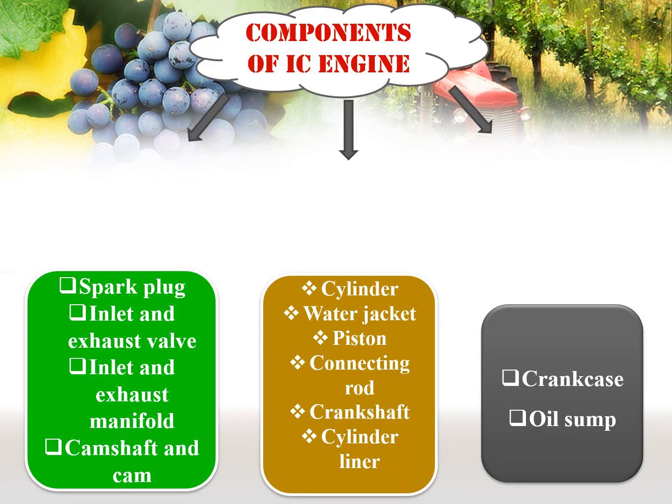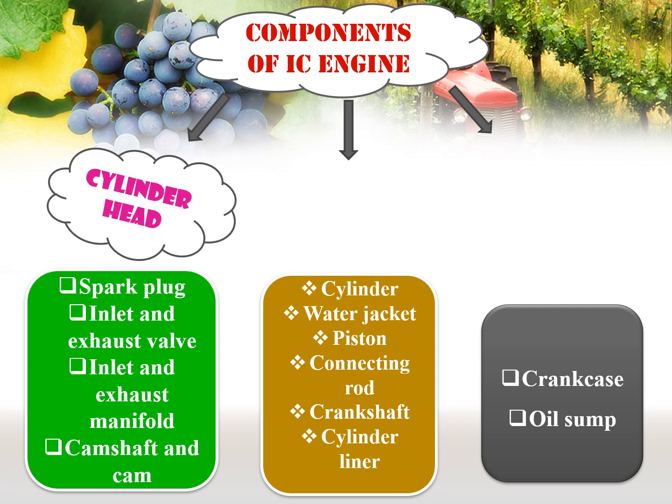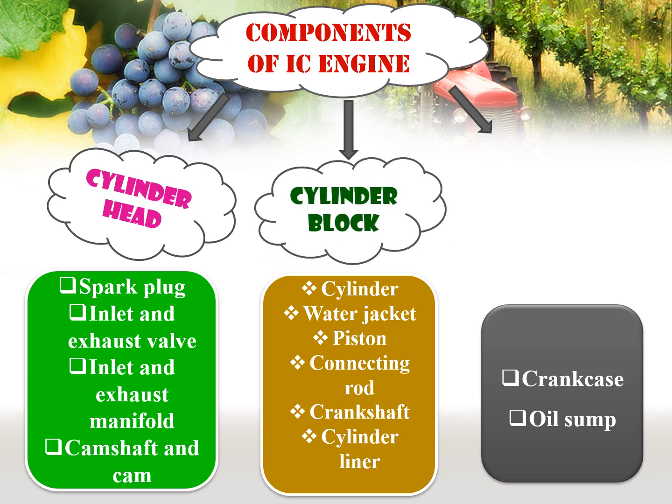The components of IC engine are divided into three parts. One is cylinder head, and it contains spark plug, inlet and exhaust valve and manifold. The other is cylinder block. It comprises cylinder, water jacket, piston, connecting rod and crankshaft. And the last one is oil sump. It includes crankcase and oil sump.